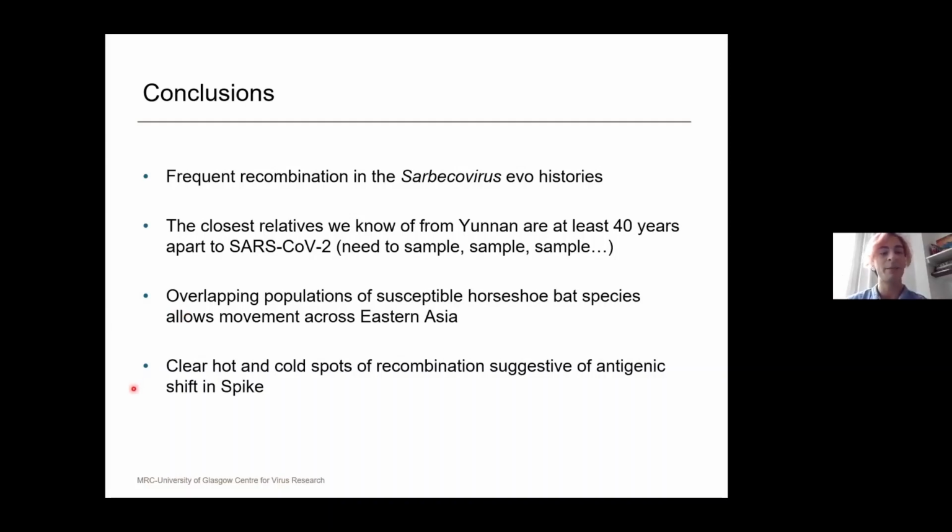And finally, the clear hot and cold spot recombination evidence around the functional bit of the spike open reading frame is suggestive of an antigenic shift mechanism taking place in these viruses.